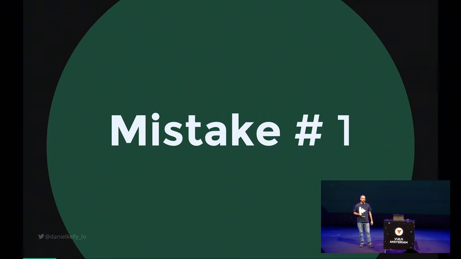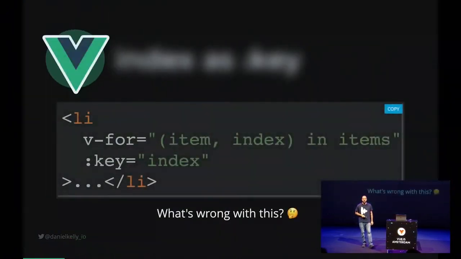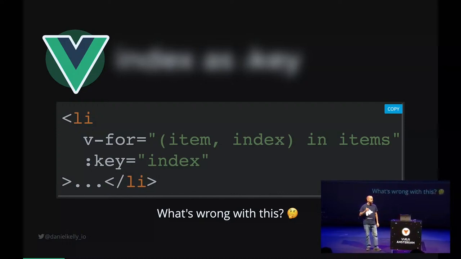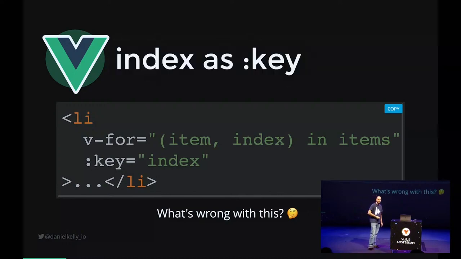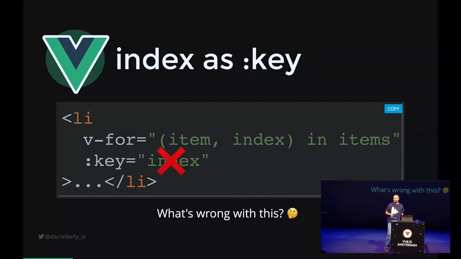Mistake number 1. Take a look at that code snippet for just a moment, and go ahead and yell it out. What's the mistake here? Anybody? Awesome. Okay, yeah, we got some really great answers there. We're using the index for the key.